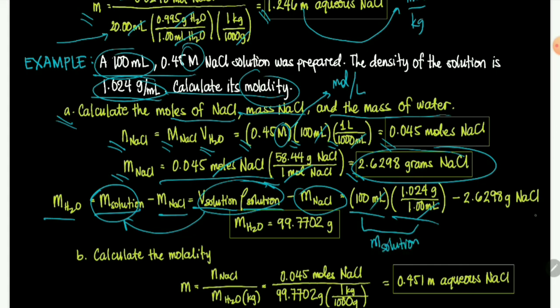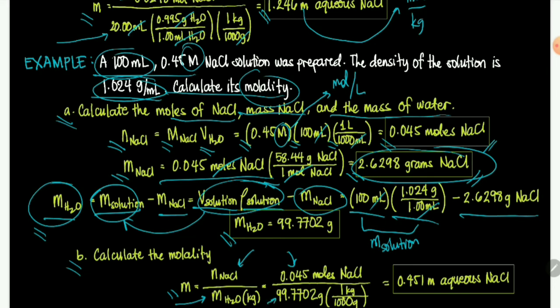We have now the mass of the solution. Okay? So susubtract natin yung 2.6298 grams of sodium chloride. Makukuha natin yung mass ng water, 99.7702 grams. So meron na tayo ng mass of water. Okay? So calculate na natin yung molality kasi meron na tayong mass ng solute, or yung number of moles ng solute, tsaka yung mass ng solvent. Okay? So that's molality is equal to the moles of sodium chloride per the mass of your solvent. So that's 0.045 moles of sodium chloride over 99.7702 grams.